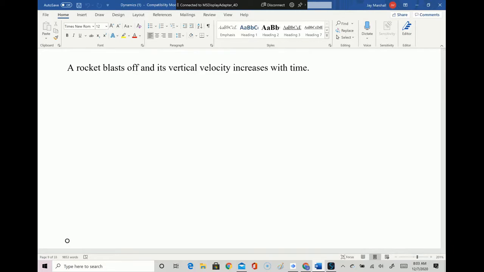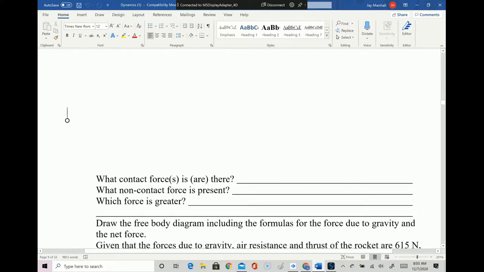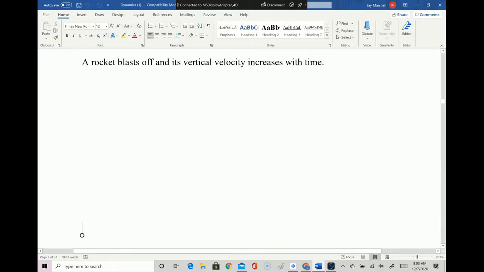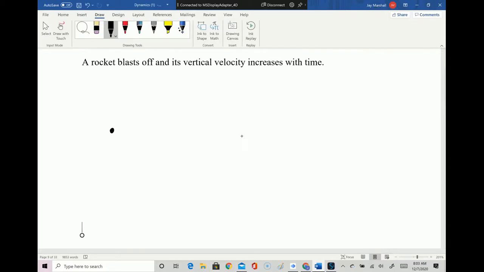Okay, so what contact forces were present related to the rocket? Okay, air resistance and thrust. And then what non-contact forces? Gravity. Okay? So it's a pretty simple thing by now. You've done this several times, and the only thing that's going to be in the upward direction is what? Thrust. The thrust, right? And so we're going to say, and I'm just going to call this a force applied. You could call it force T or force thrust, whatever you wanted to call it. I'm just going to call it an applied force.